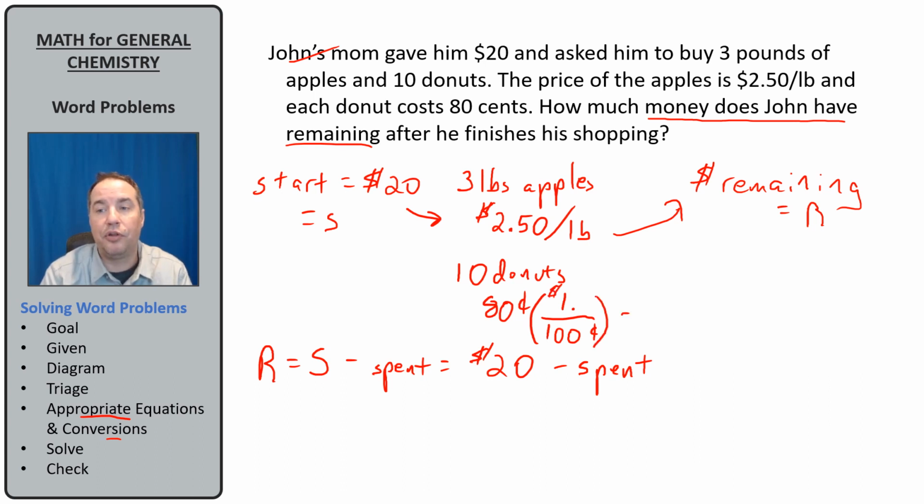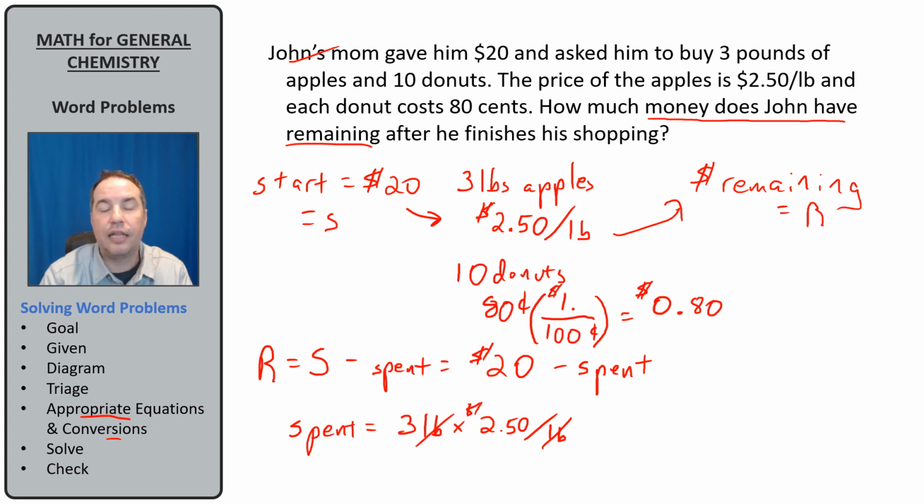So I was able to do this conversion in my head, but there it is, all laid out. All right, so now let's do this problem. We need to find out how much was spent. All right, so we have 3 pounds times $2.50 per pound.